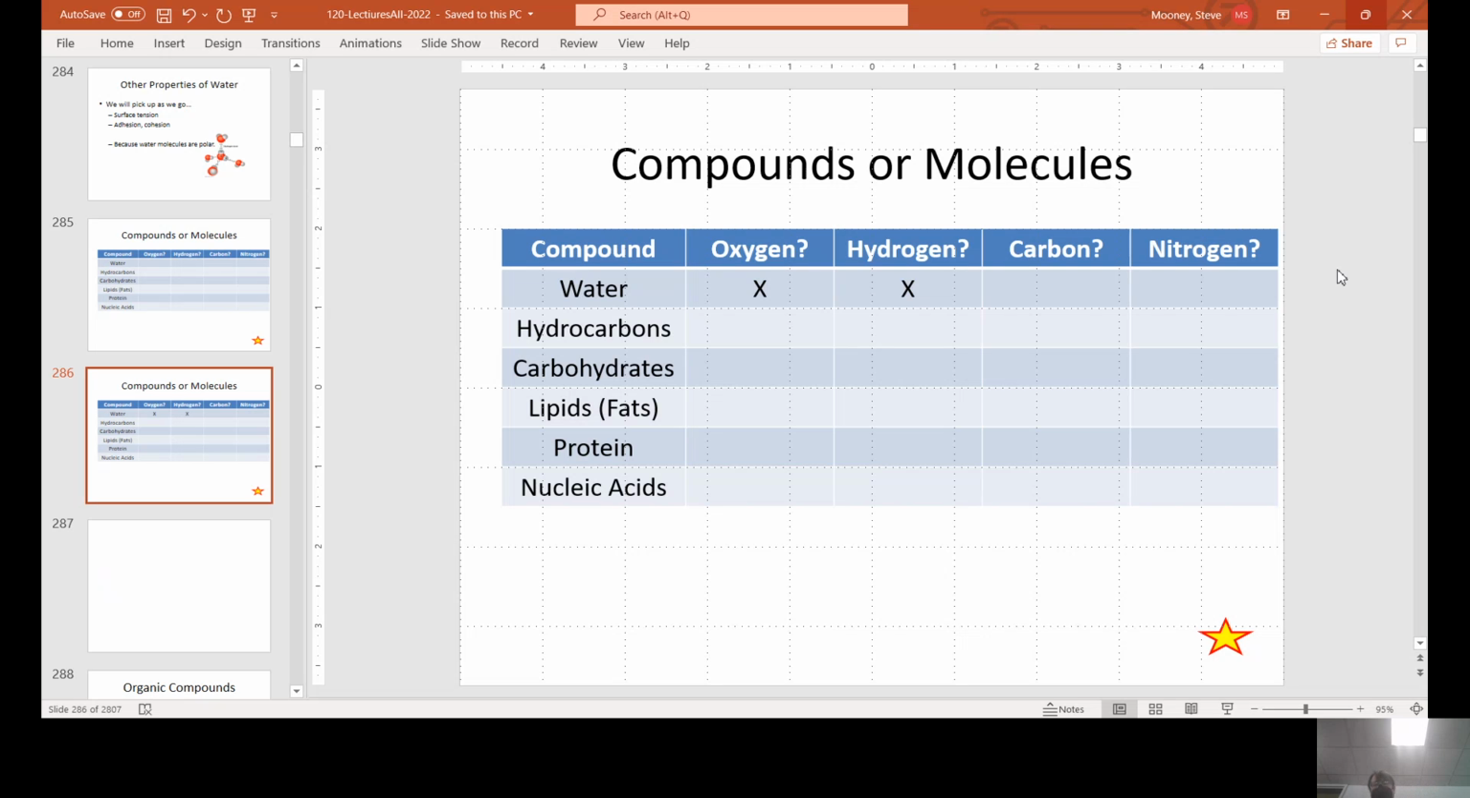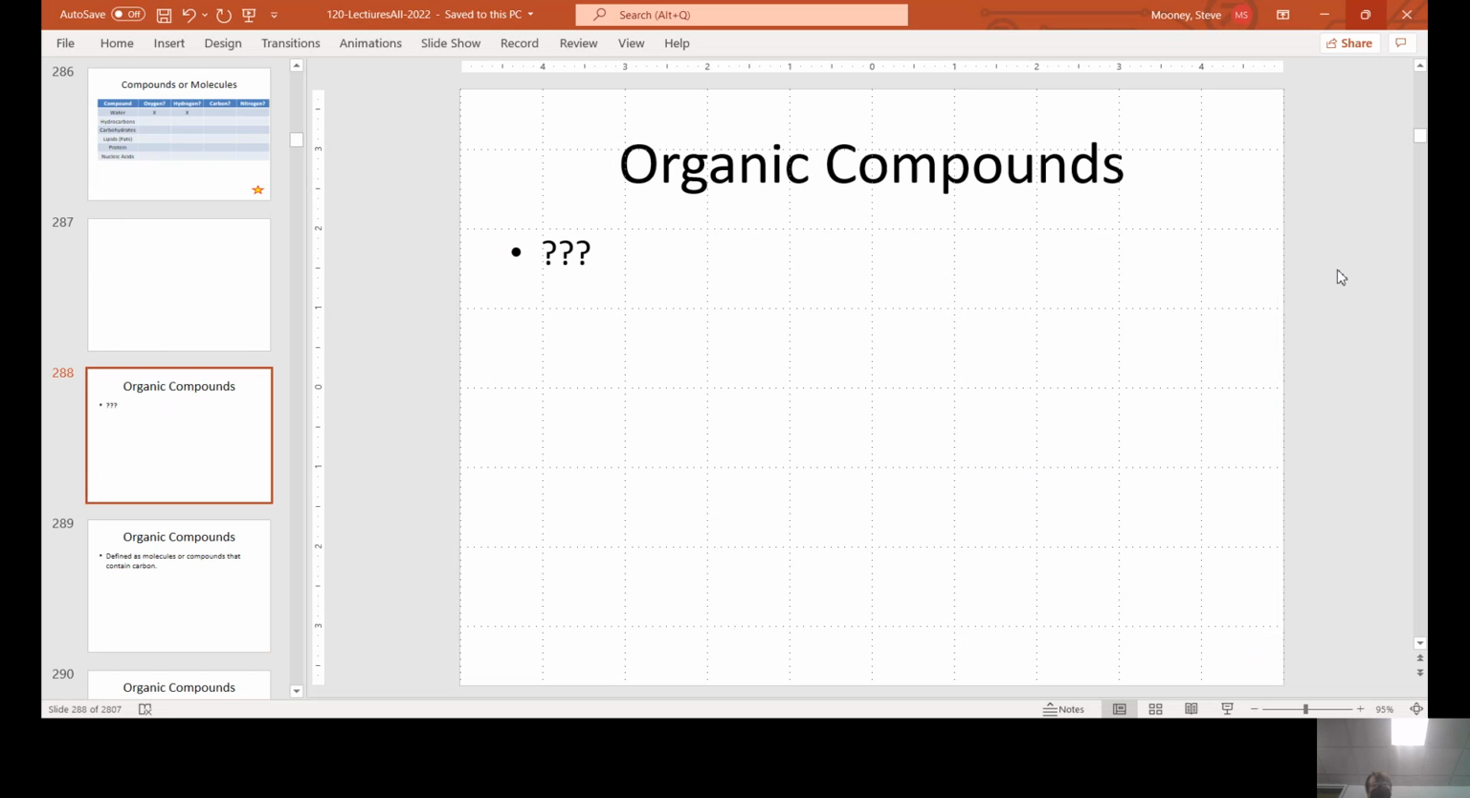So hydrocarbons are next up. We think about organic compounds. So if we're thinking about organic compounds, we're thinking about things scientifically. Does anybody know what that means? If something is organic, or we're studying organic chemistry, what are we studying?